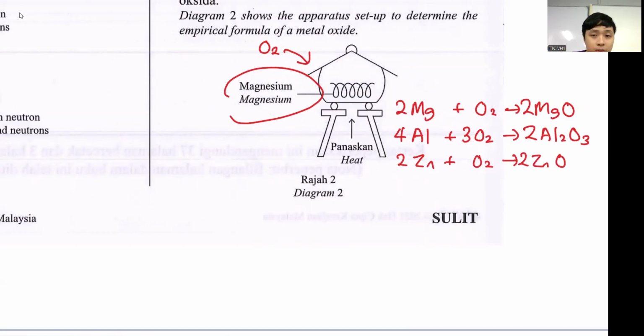Teacher, why can't you use copper? Because zinc and copper are both less reactive than magnesium, right? So why can't copper also be used? Actually, because copper is not reactive towards oxygen.